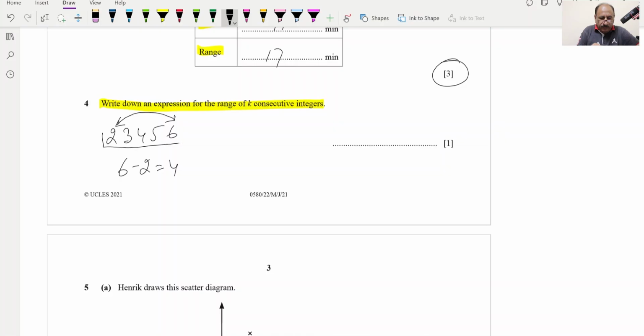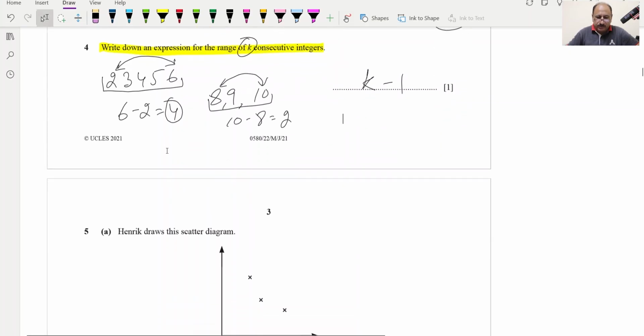If we are taking 5 numbers, we will get 1 less than the 5 numbers. If we take, for example, 8, 9 and 10, then 10 minus 8 will be 2, which is again 1 less than the number of integers we have taken. So it will be k minus 1. So k is the number of consecutive integers which we take, and minus 1 gives us the expression for the range of those numbers.